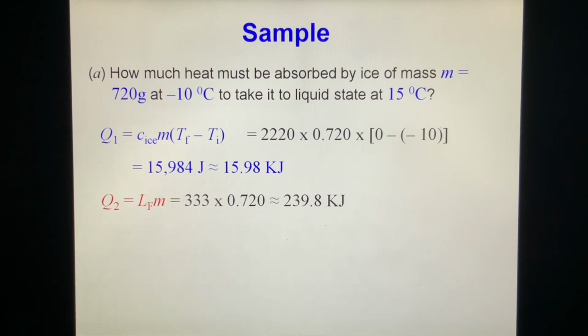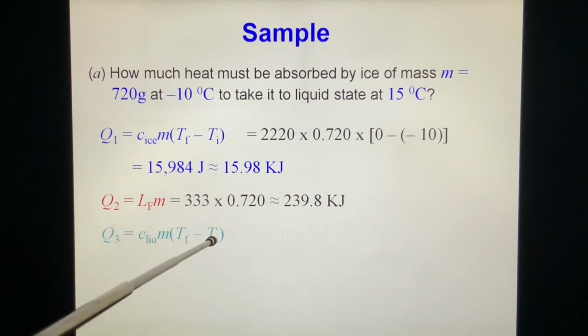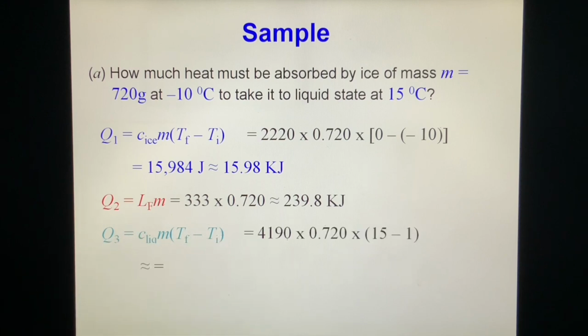And the last is from 0 to 15 degrees Celsius, as a liquid. So this you have your water, a liquid. This is ice. They're different. The final is 15. This is 0. So we get Q3. So altogether we need Q1 plus Q2 plus Q3. Put them together, about 300 kilojoules.